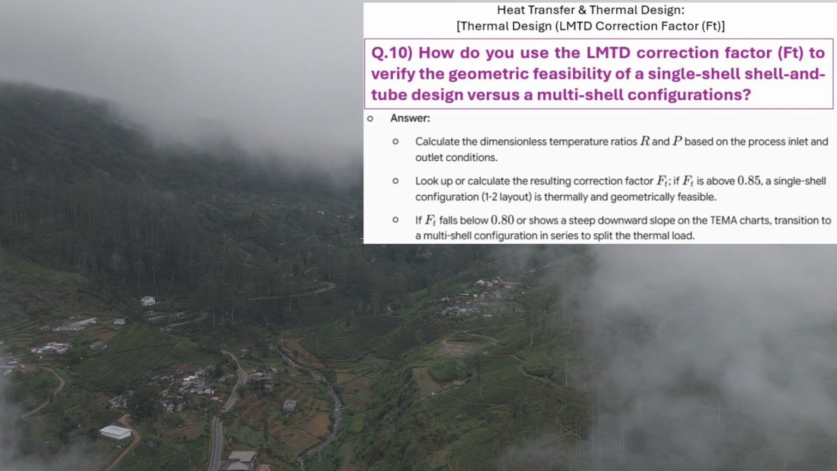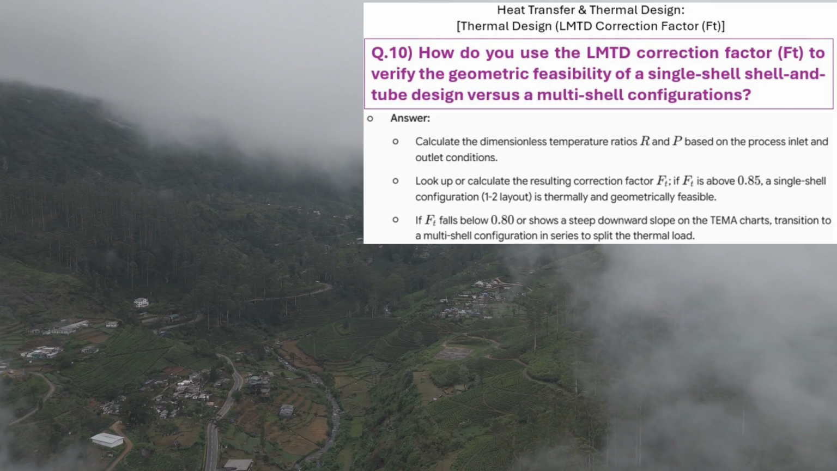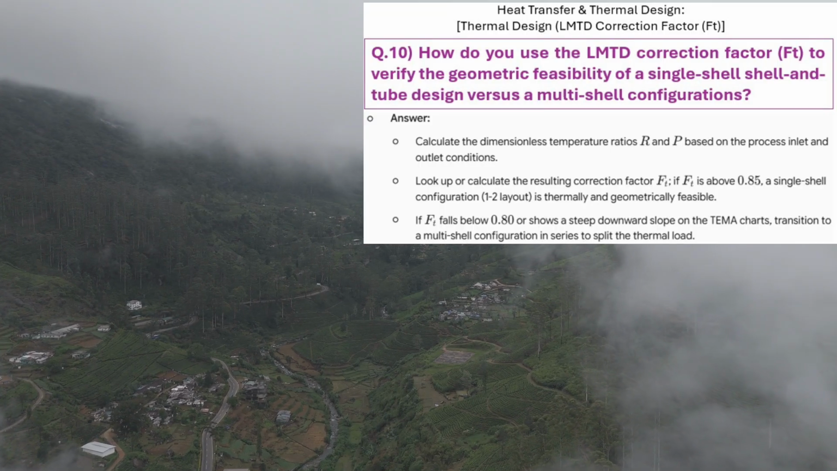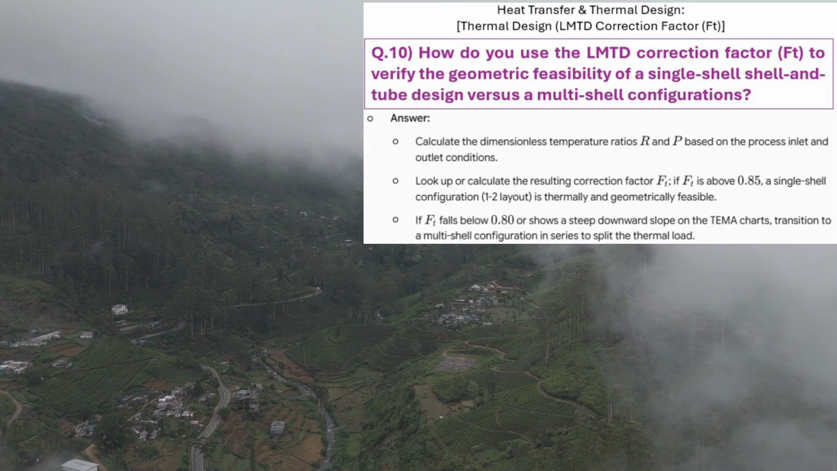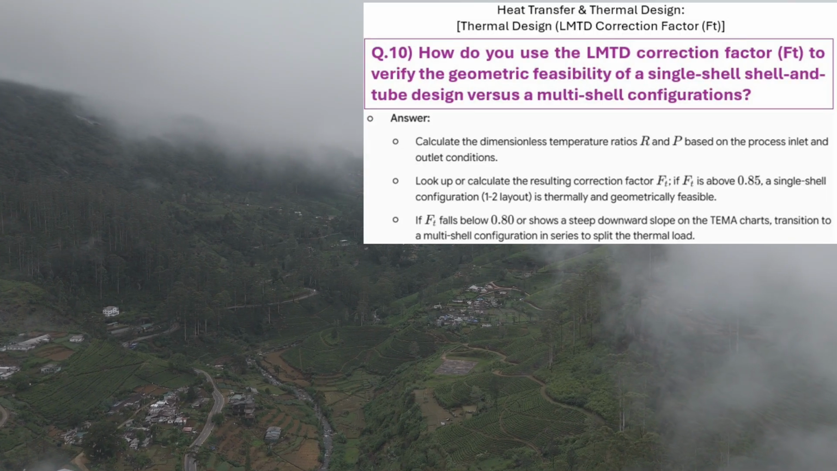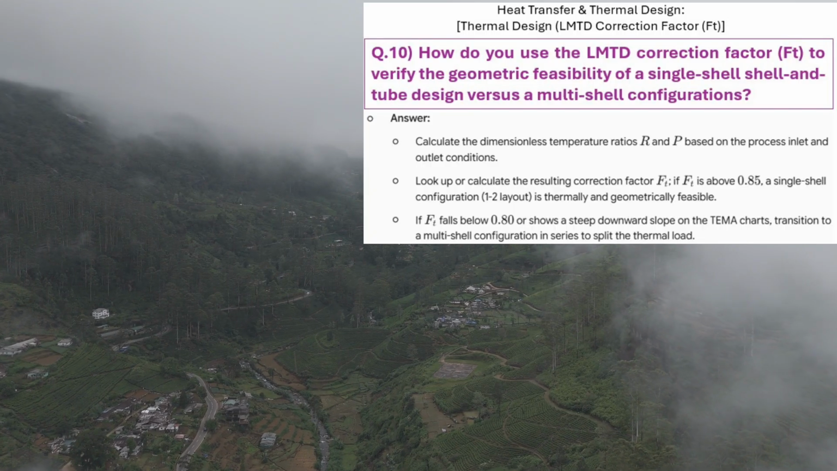Give me an example. Consider a kerosene stripper condenser yielding a single shell F sub t of 0.78. Borderline acceptable to some, but mapping reveals it's on a severely steep section of the curve. So you change to 2 shells in series. Yes.